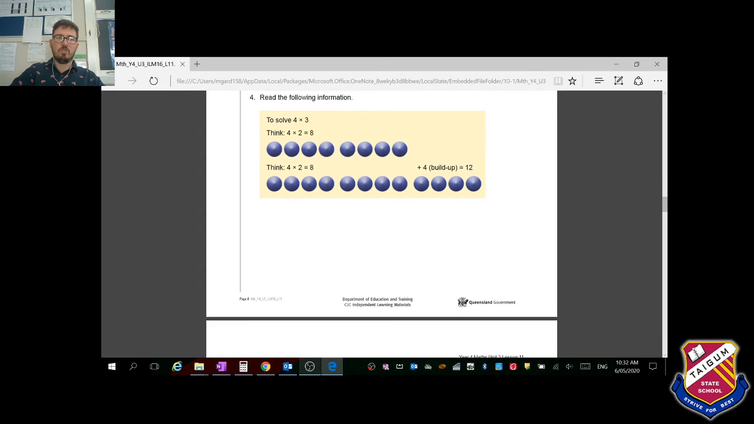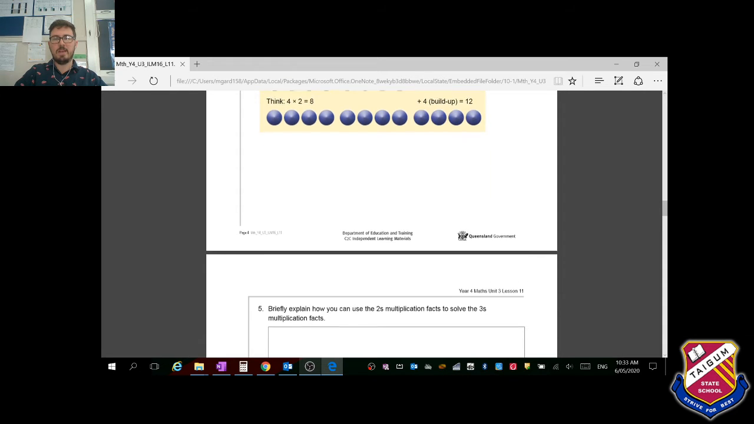Let's look at number 4. Read the following information. To solve 4 multiplied by 3, think 4 times 2 is 8. Add 4 to get 12. So you can use a double and a build-up strategy to help you out.